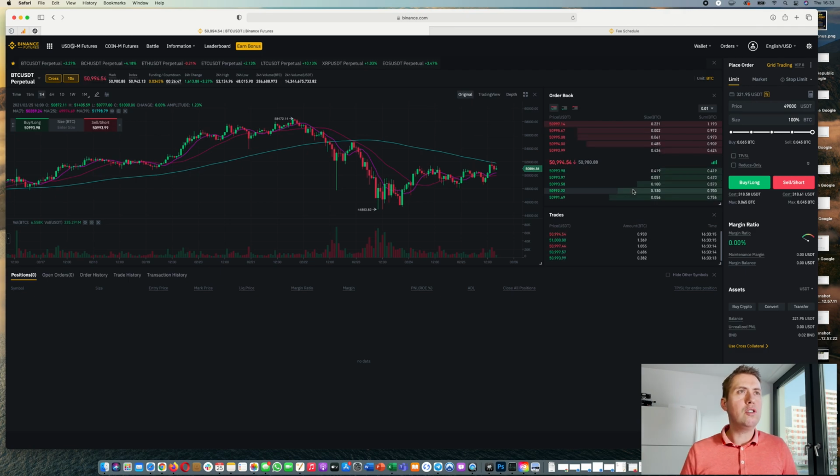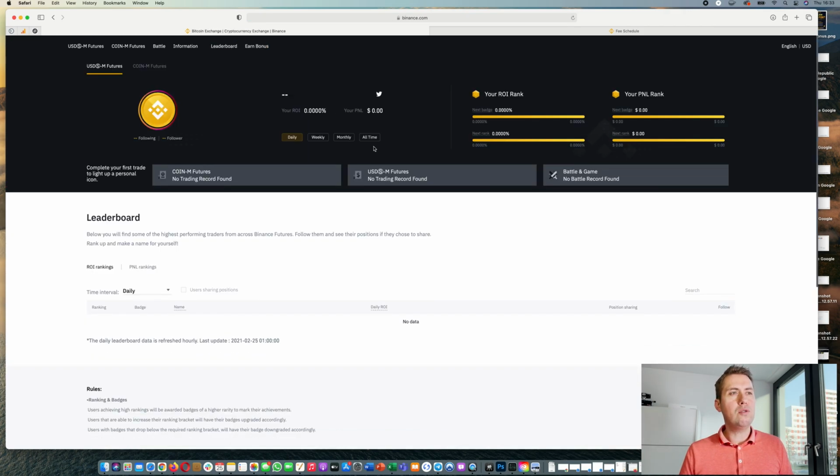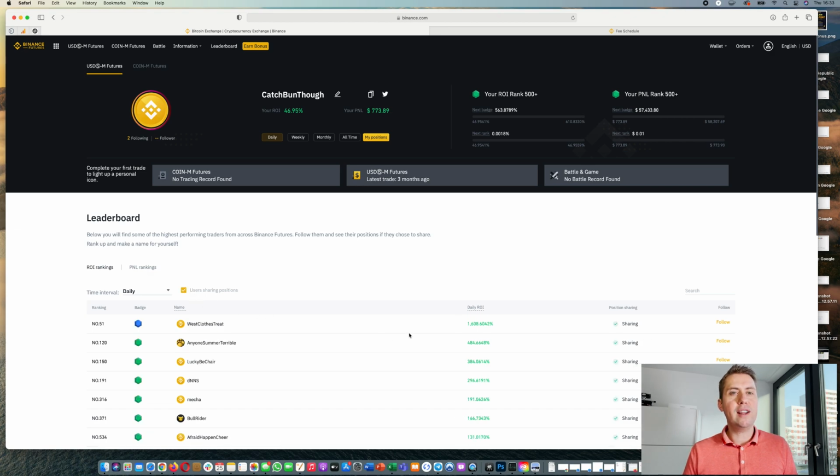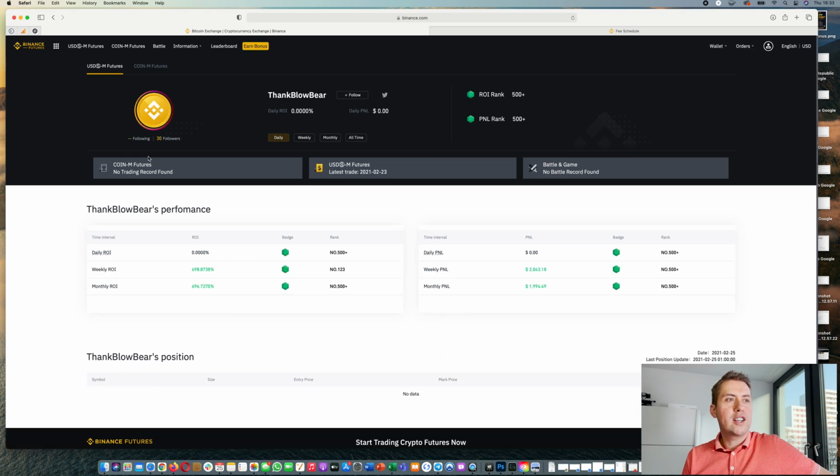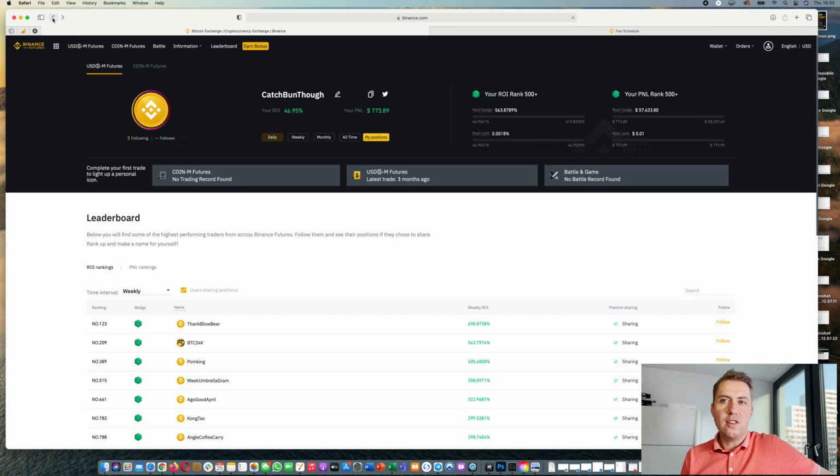There's one more thing I want to show you. There's also a leaderboard where you can go to, and then you can click on user sharing, and then you can see what some people made as a daily ROI, return on investment, or a weekly or monthly. You have to click here for users sharing position. So some users are actually willing to share their position. So you can just click here and see what their position is. And you could actually follow them, and you will receive a notification every time they make a trade. So that's also a good way to trade on the Binance Futures platform, if you just follow some people and see what they are looking at.